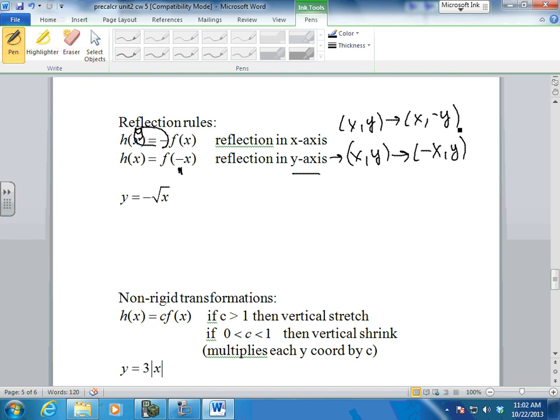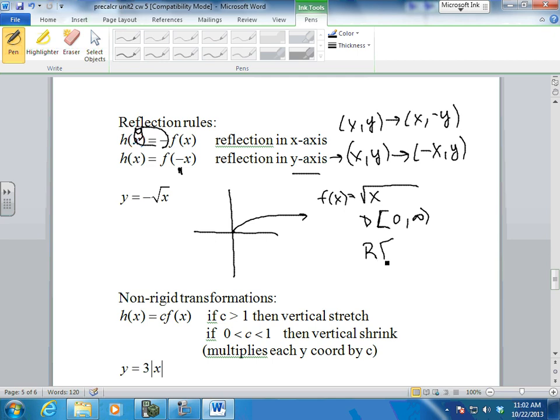So you can take any of your grids, your core graphs, put them on your grid and reflect them. So here's our parent graph. Our parent graph is your basic square root function. We know it goes like this. We know this domain was from 0 to infinity, and its range was from 0 to infinity. We're going to reflect it in which axis?